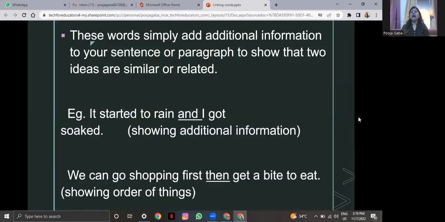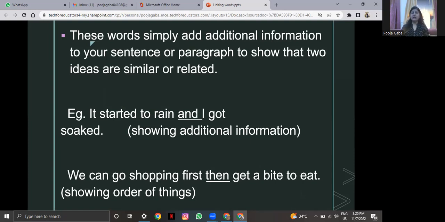These words simply add additional information to a sentence or a paragraph to show that these two ideas are similar or related. When we have to connect ideas which may be similar or related or maybe different ideas, we use these linking words. See these examples. It started to rain and I got soaked. Here it is showing additional information that it was raining and I got soaked. So we can provide additional information by using linking words.